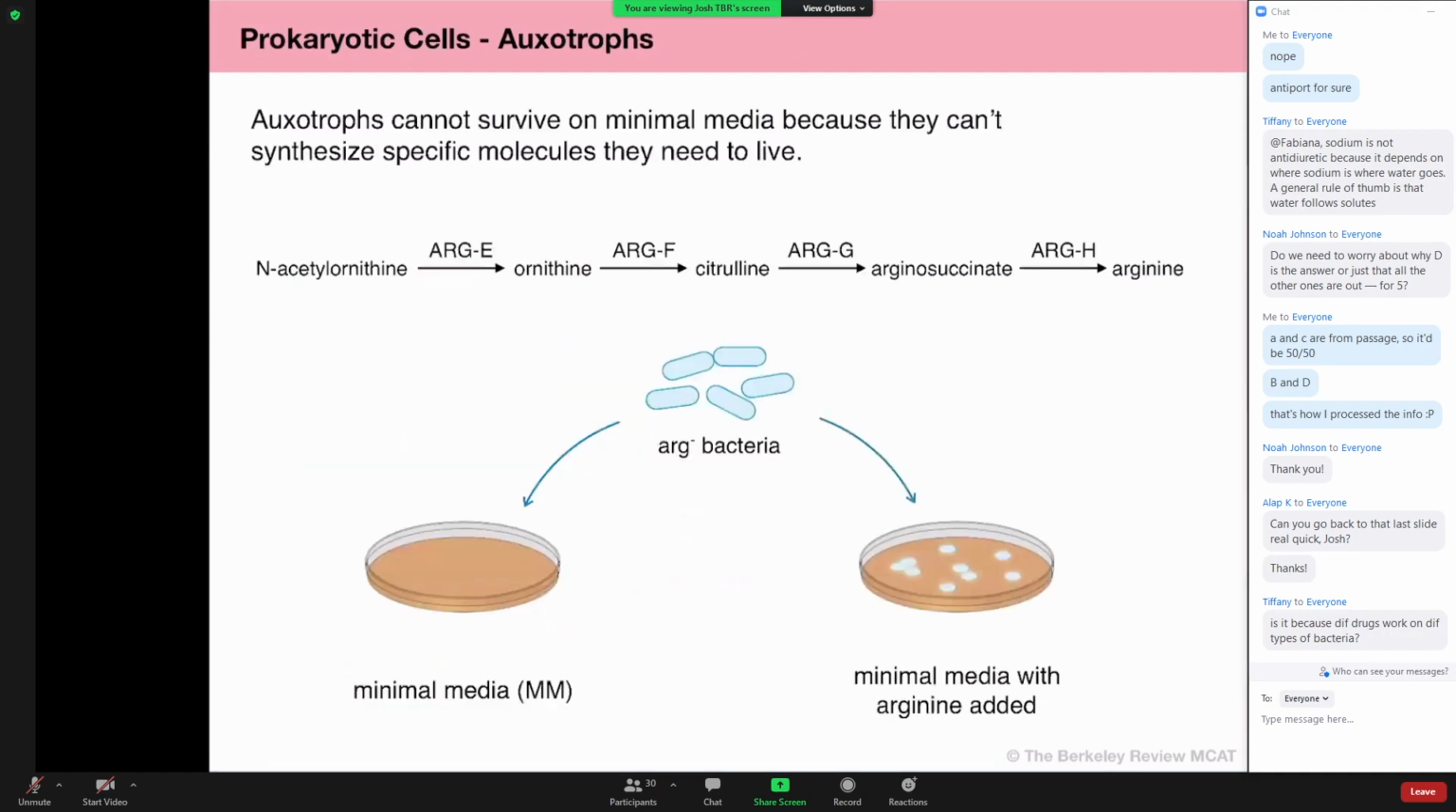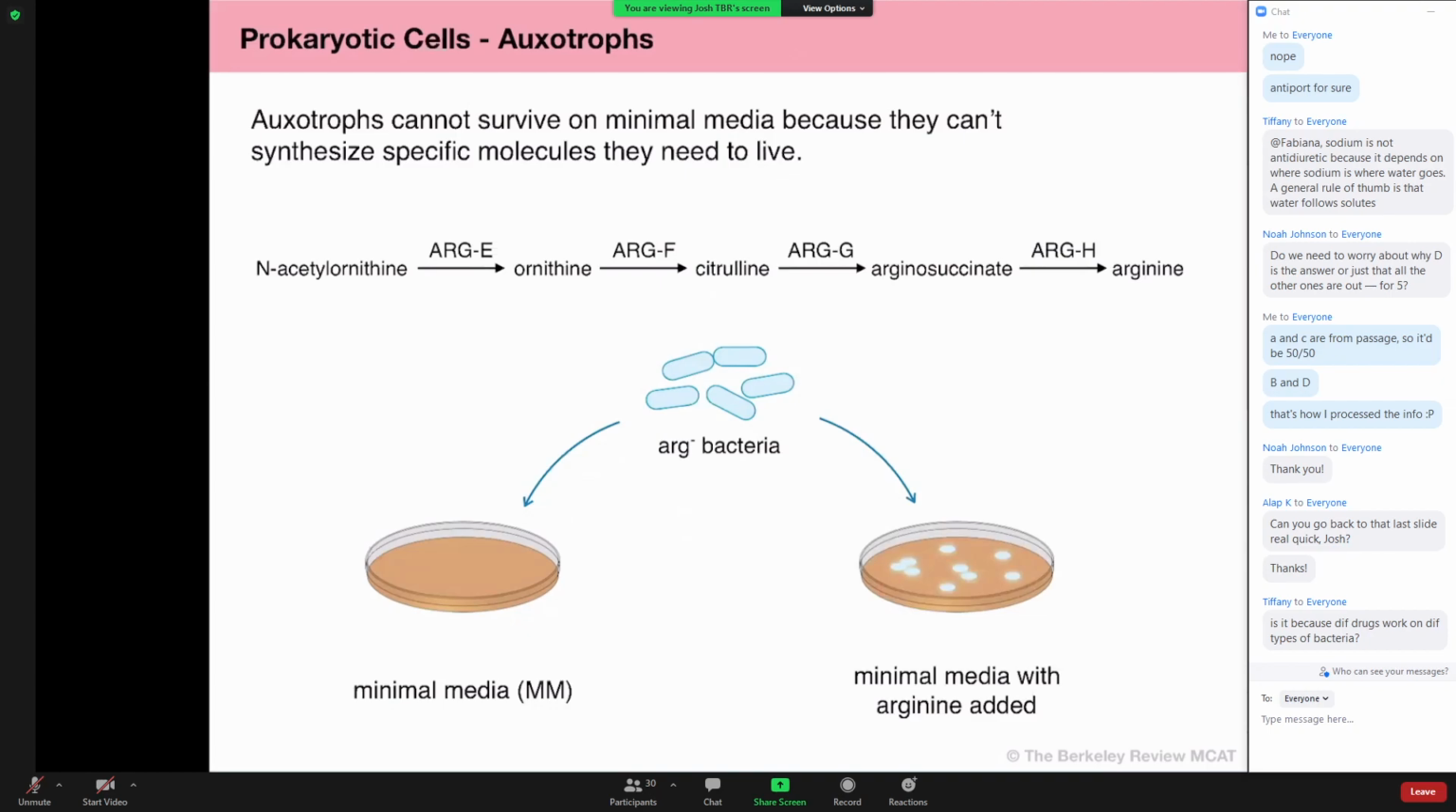So now the idea is, in this example, that if you have these bacteria with arginine knocked out, it won't be able to grow on minimal media, where there's no arginine. And so the only way it will be able to grow is if you plate these bacteria on media where arginine is added.